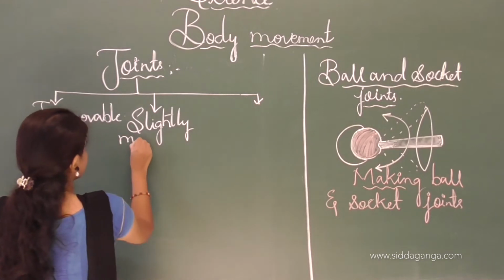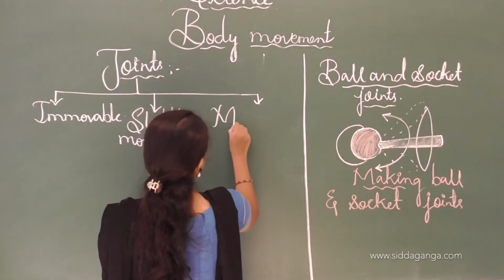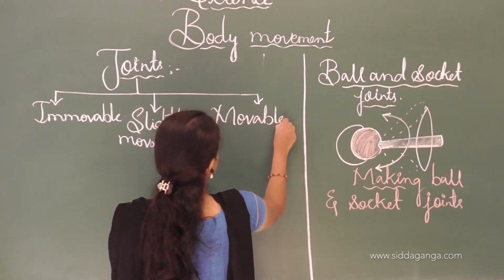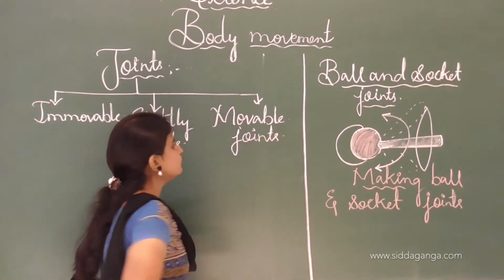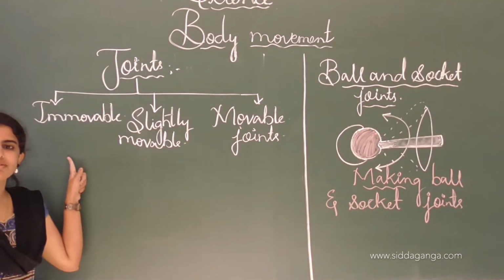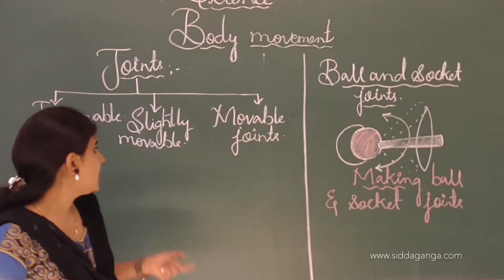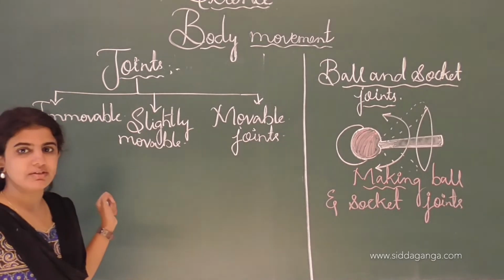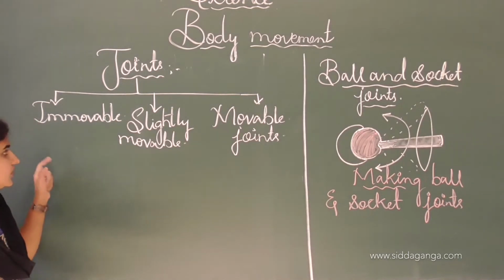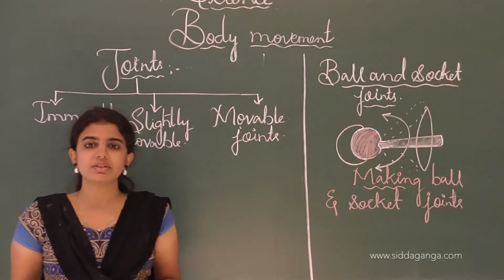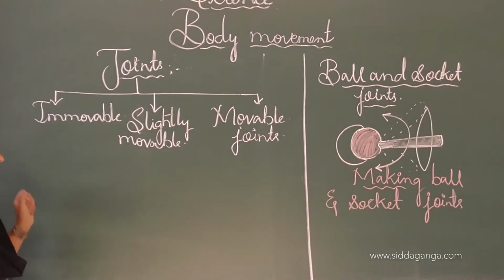As the name indicates, immovable joints are those joints which are fixed at a particular place and don't allow any kind of movement, and that's why they are called immovable or fixed joints. These immovable joints are usually present in the upper jaw as well as the bones of the head, or the skull.